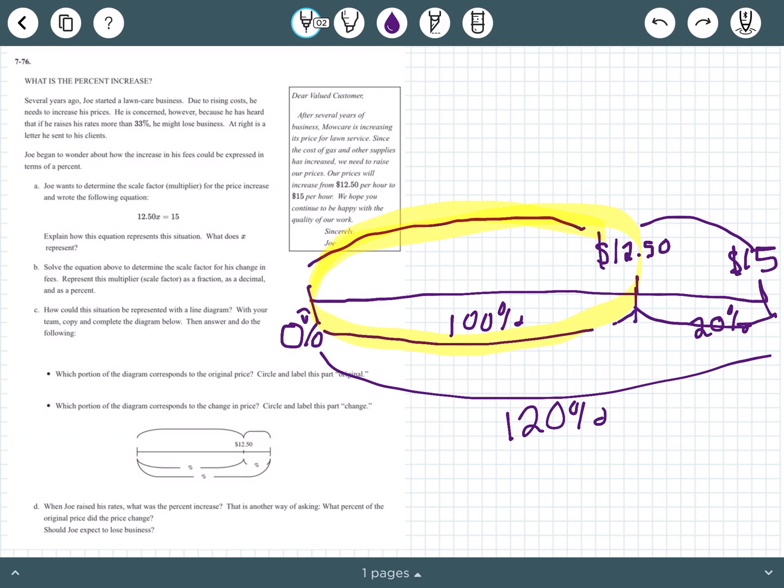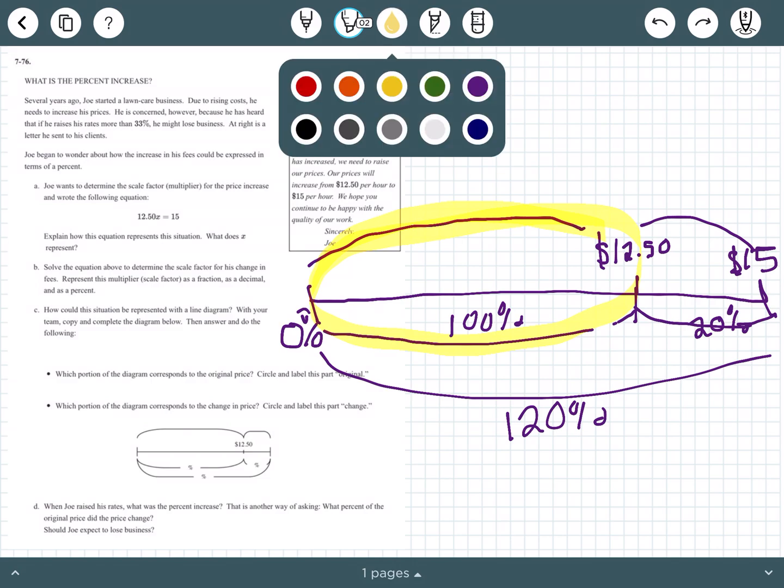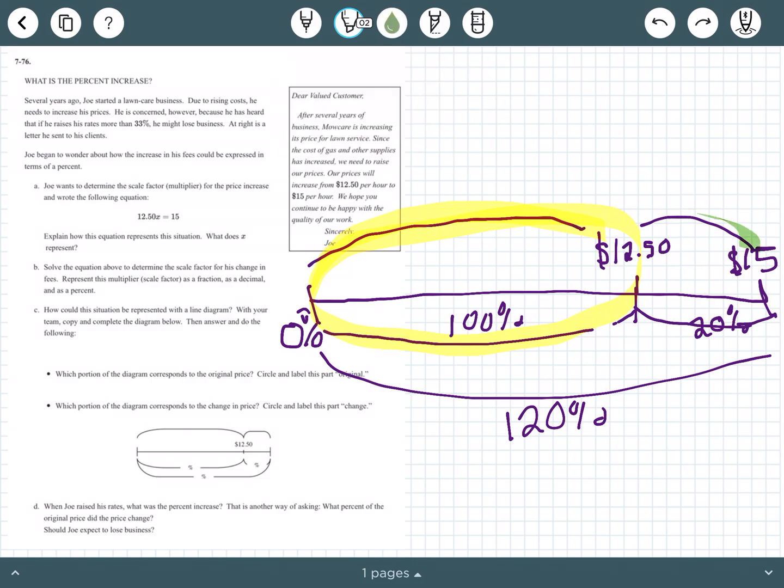So the change part, I'm going to go ahead and do in a different color. And this is the change part. All right, and that is all for C.